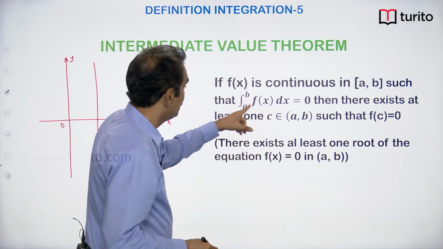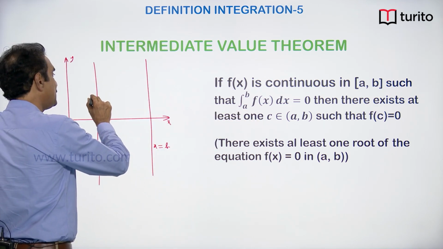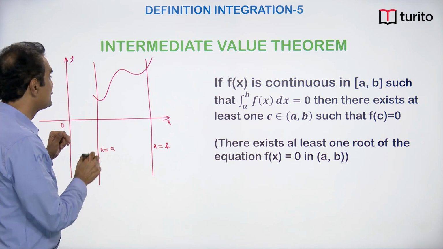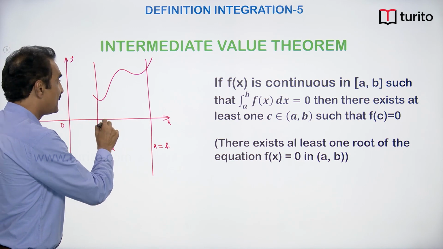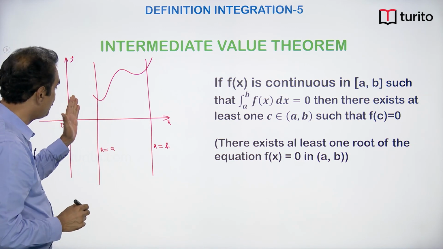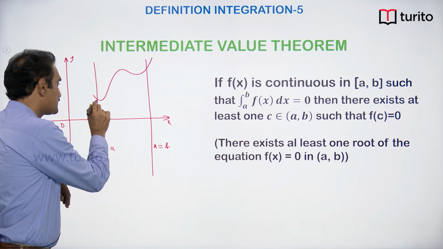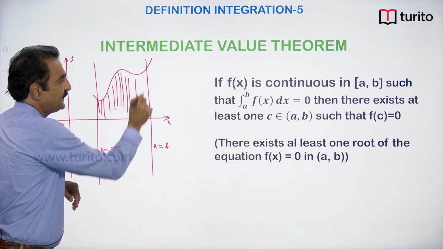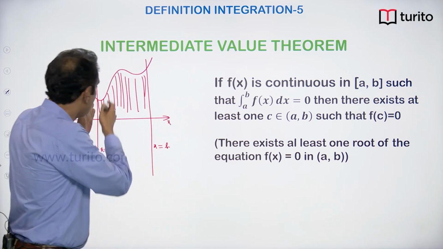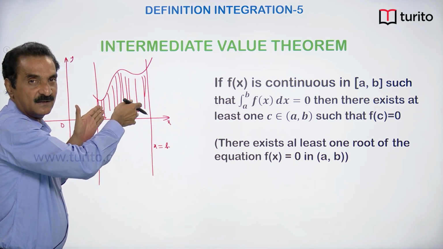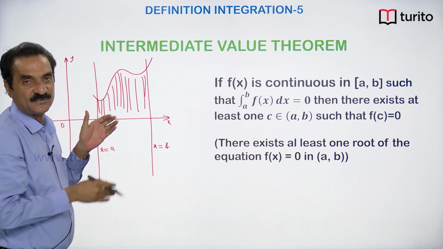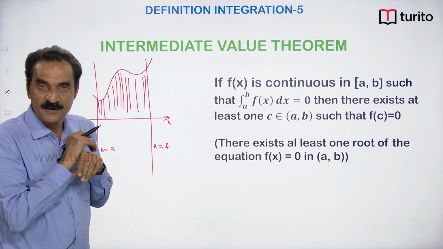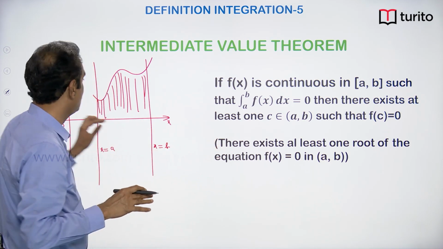Then suppose the graph is completely above the x axis, then what happens? If the graph is completely above the x axis, then if you integrate from a to b, you will get the sum of the values of the function. Thus, definite integral is nothing but the sum of all values of f of x. Since every value of f of x is positive, the sum cannot be equal to 0. That means the graph cannot be completely above the x axis.